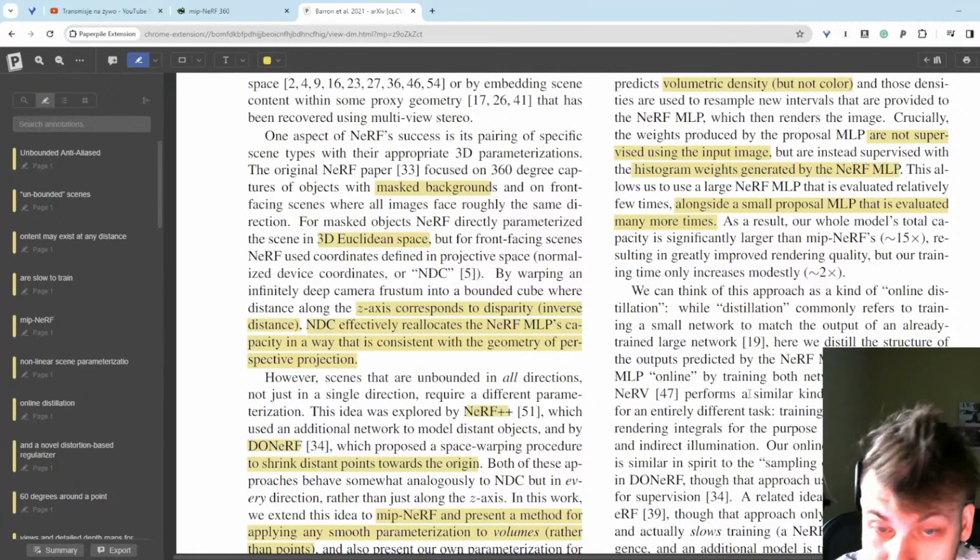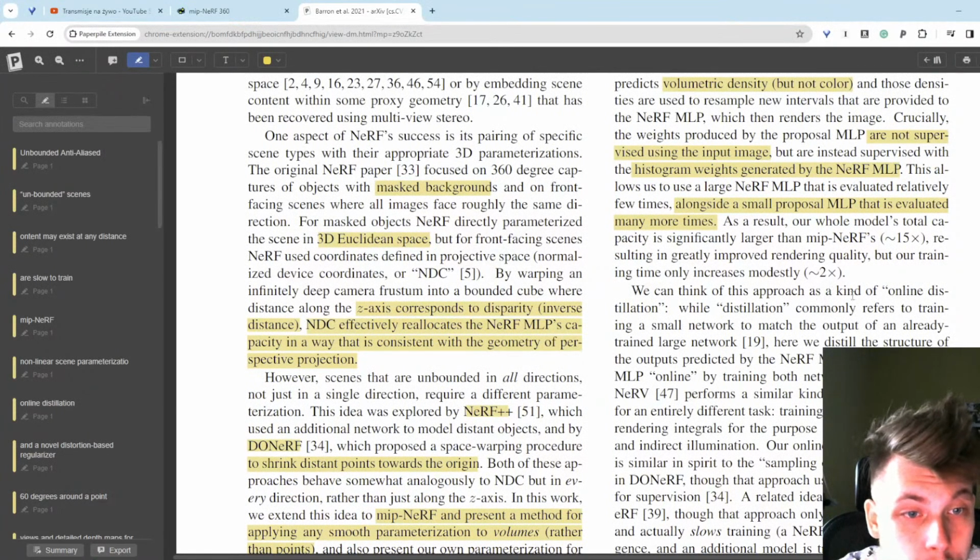Okay, so let's see further. We can think of this approach as a kind of online distillation, while distillation commonly refers to training a small network to match the output of an already trained large network. Here we will distill the structure of the output predicted by the NeRF MLP into the proposal MLP online, okay, by training both networks simultaneously. Okay, that exactly makes sense.